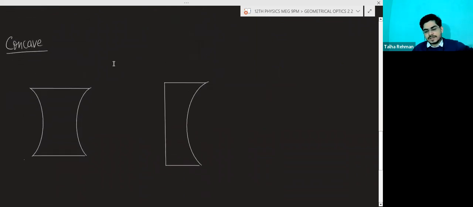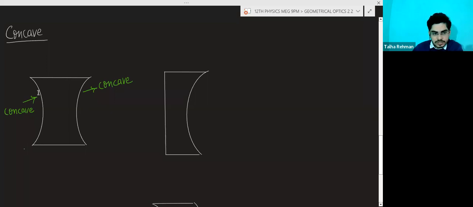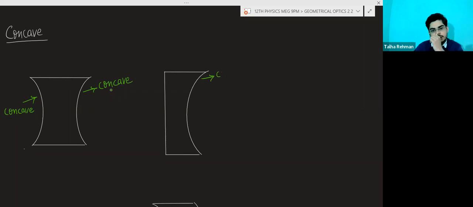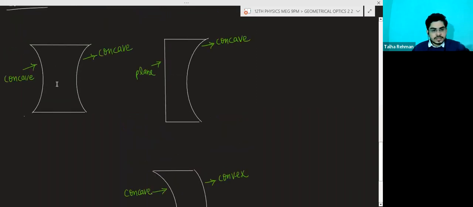Now the concave lens is further classified. Here both the surfaces are concave surfaces. Cave, C-A-V-E, cave. So this looks like a cave. Concave and concave. Now this is concave and this is plane. Now bulging outward is convex. This is bulging inward, concave. This type of lens is known as a biconcave lens.